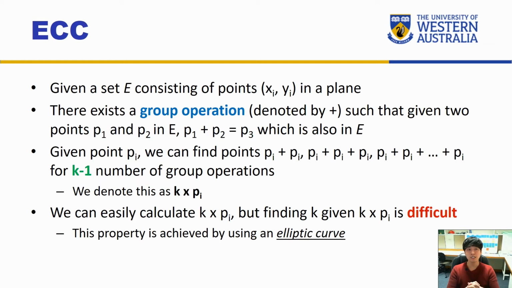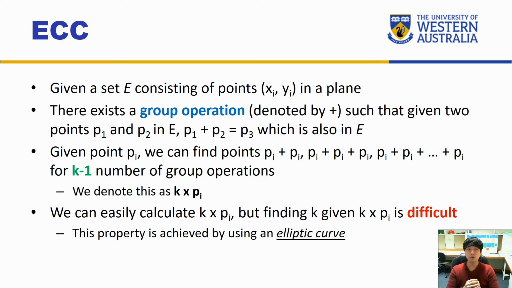Given a set E consisting of points X and Y in a plane, hopefully some of your math notation and knowledge should be coming back to you. There exists a group operation denoted by plus, but it's not really plus. Such that given 2 points P1 and P2 in E, where E is a plane, P1 plus P2, or well, P1 operation P2, will result in P3, which is also in E. That's the characteristic that we need as a group operation for ECC.